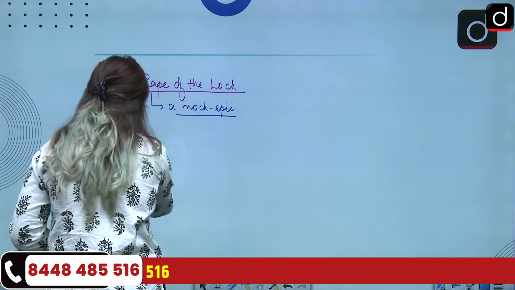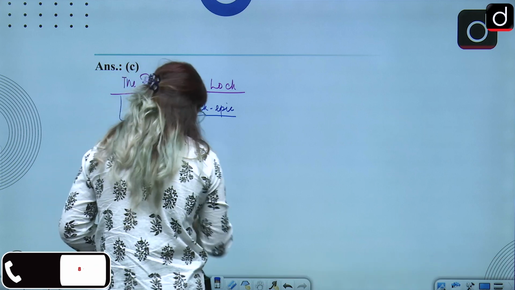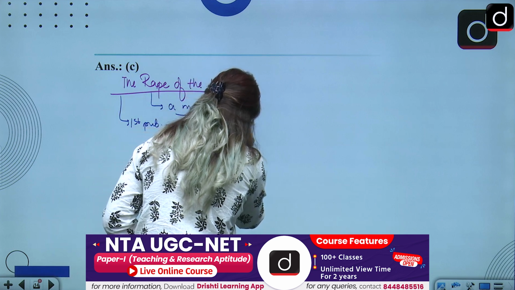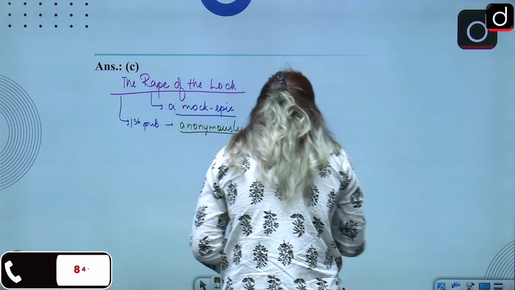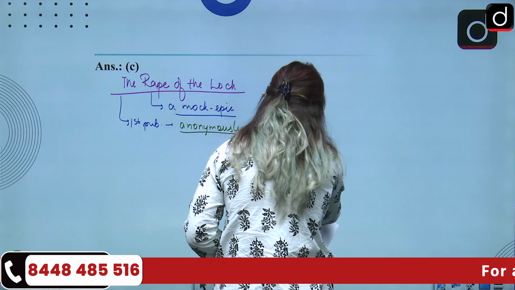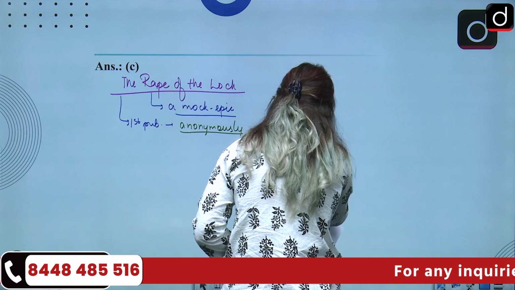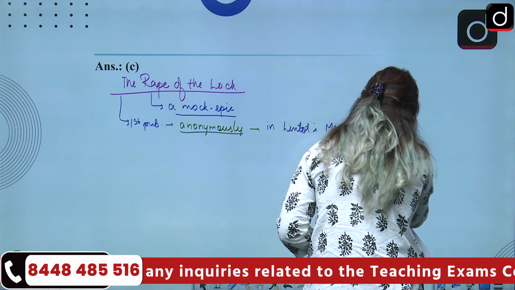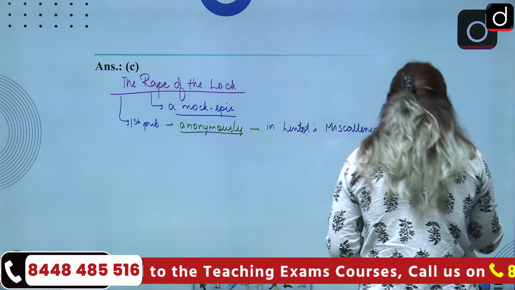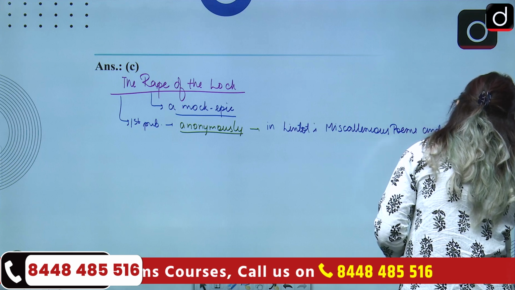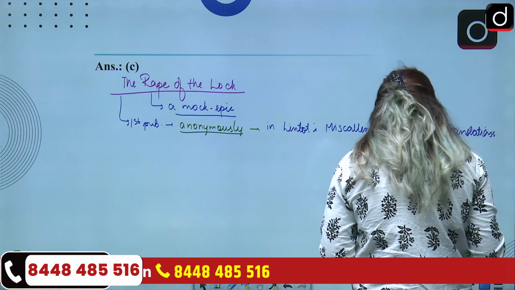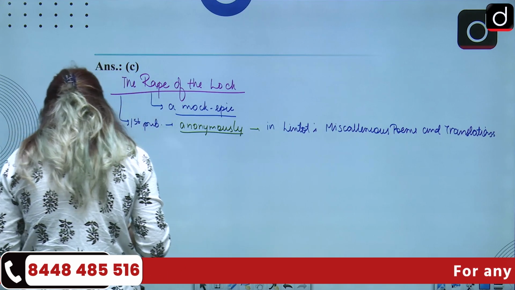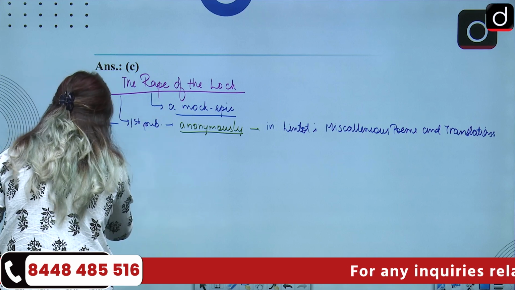When it was first published, it was published anonymously in Lintott's Miscellaneous Poems and Translations. It was first published then, okay? In 1712. First publication happened in the year 1712. Then the second publication happened in 1714.